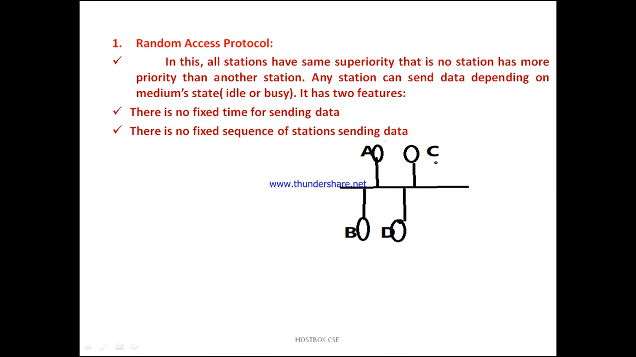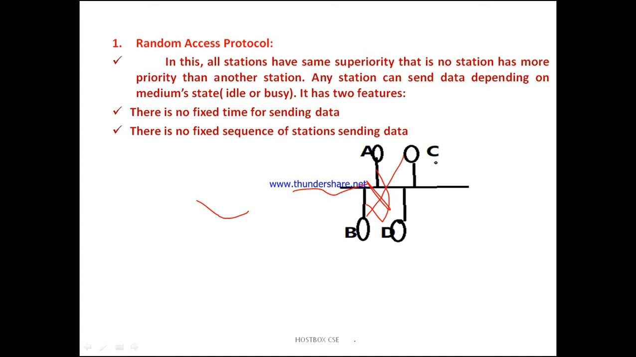Let's assume that there is a bus topology network with stations A, B, C and D. Here there is no fixed time and no sequence. So at any time, A can communicate with B or D, C can communicate with B, D can communicate with A, and so on. So what will happen if all the stations are communicating at a time?